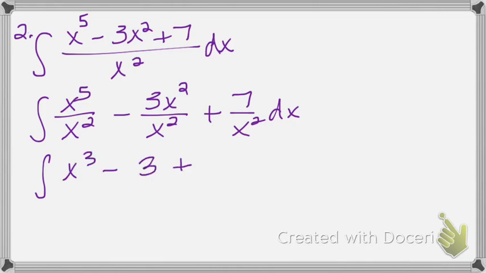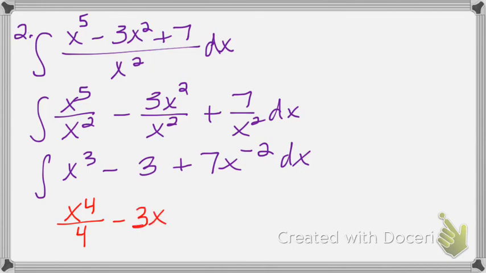I get this. I'm going to bring that x squared up from the bottom just to be easier to find the antiderivative. And then my final answer is just the antiderivative of this, which is x to the 4th over 4 minus 3x minus 7x to the negative 1.